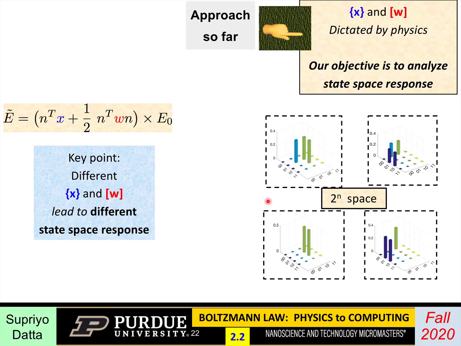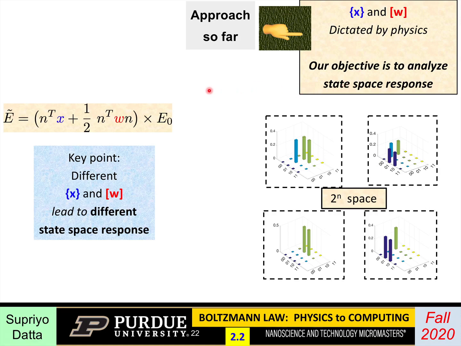Okay. Now what we want to do is change our approach a little bit. You see, so far, we are coming from this Boltzmann law and equilibrium statistical mechanics, where the objective was to understand nature. And nature gave us certain x's and w's. Like the interaction often comes from, say, Coulomb interaction between electrons. So it's the natural interaction that dictates it. And the objective was, how do I analyze the state space response that I get?